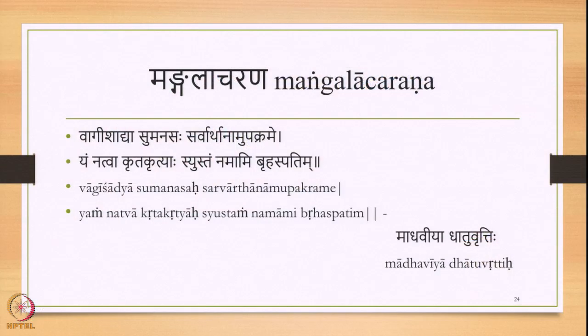Let us now conclude today's lecture with the normal practice of reading the Mangalacharana from one of the texts of Pāṇinian grammar. This Mangalacharana is taken from a text called Madhaviya Dhatuvritti, which was composed by Madhava in around 14th century CE. This reads, Vagishadhyah sumanasah sarvarthanam upakrame yannatva kritakrityah syuh tam namami brihaspatim. I'll repeat, Vagishadhyah sumanasah sarvarthanam upakrame yannatva kritakrityah syuh tam namami brihaspatim.